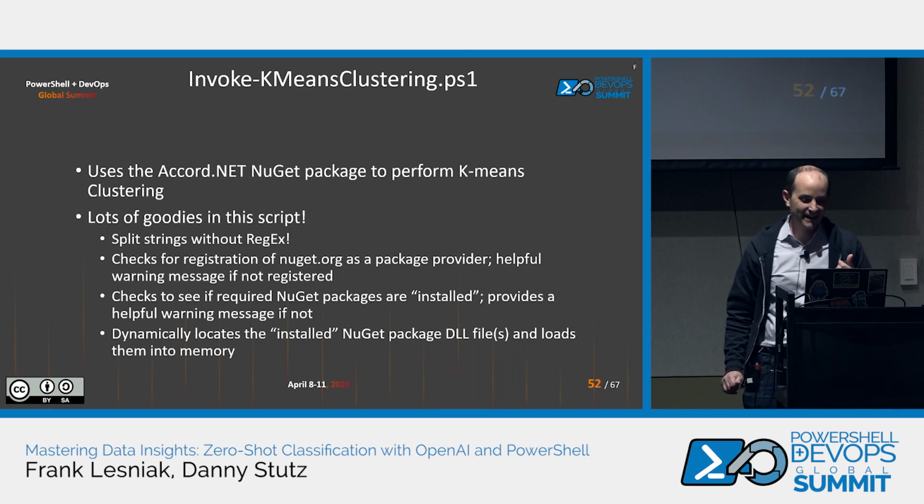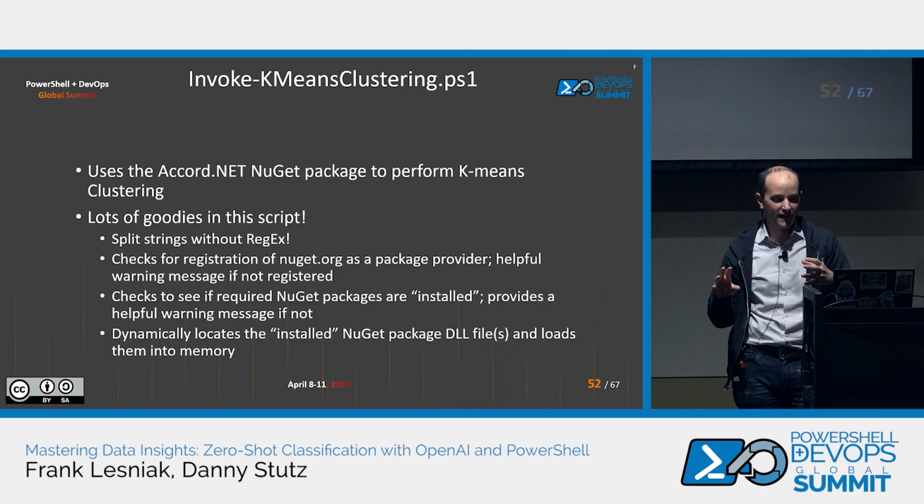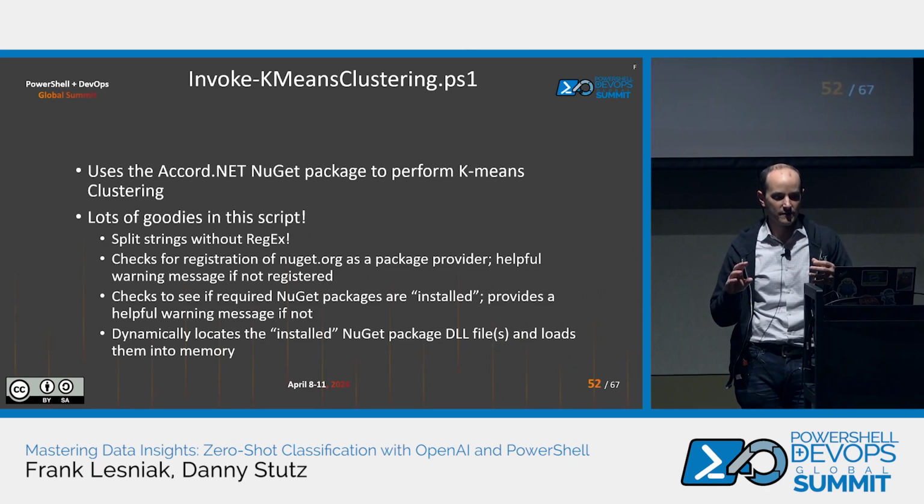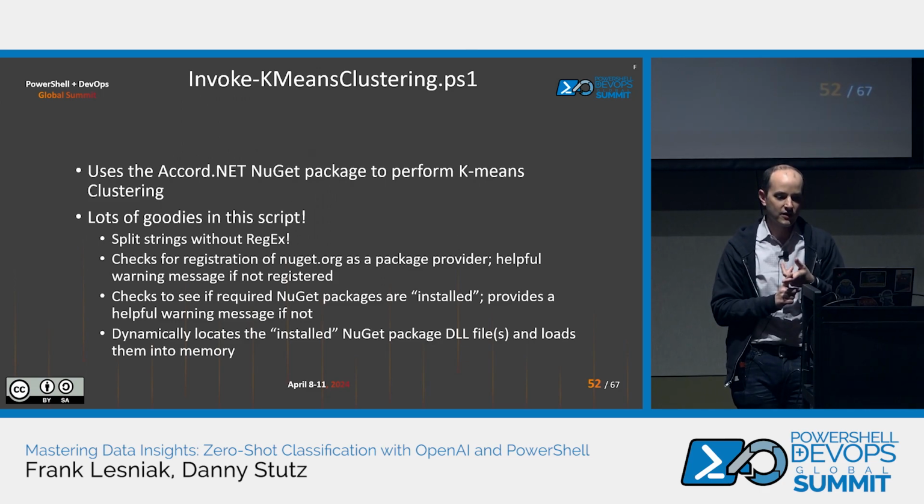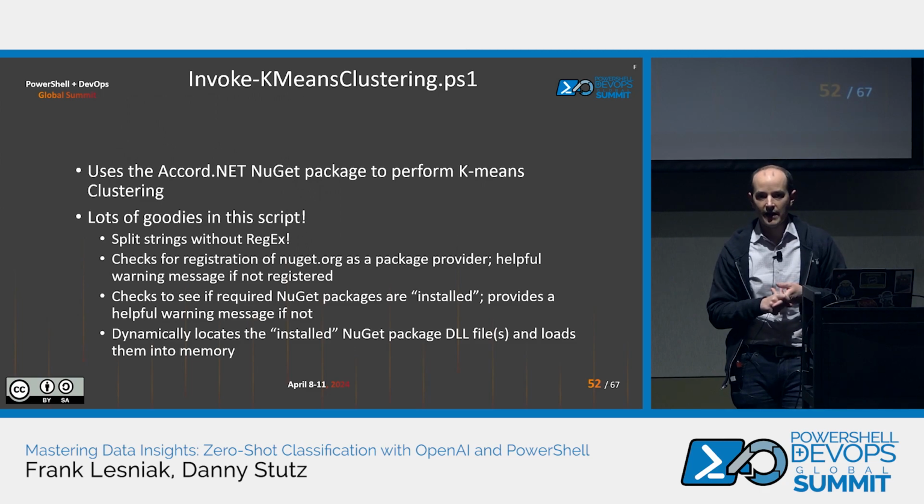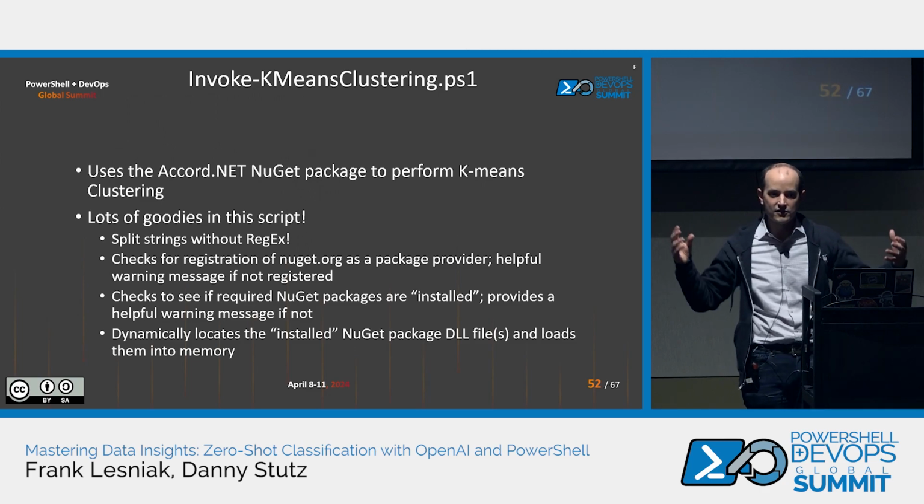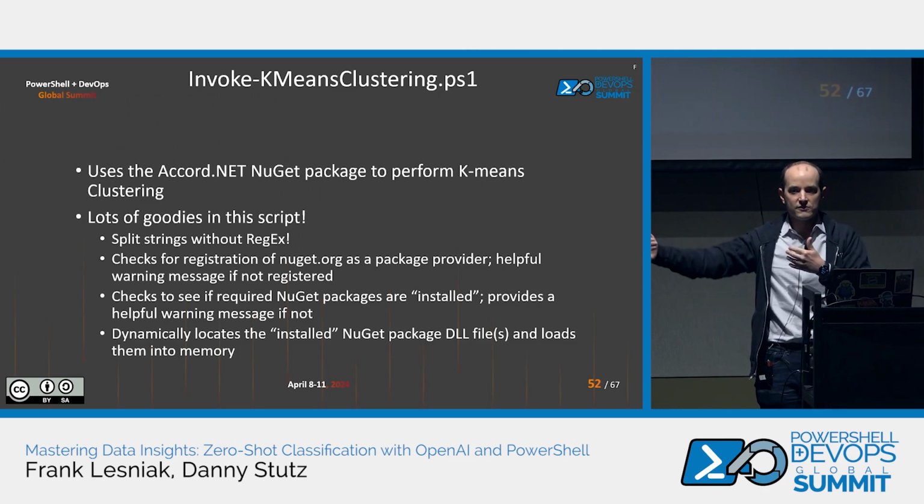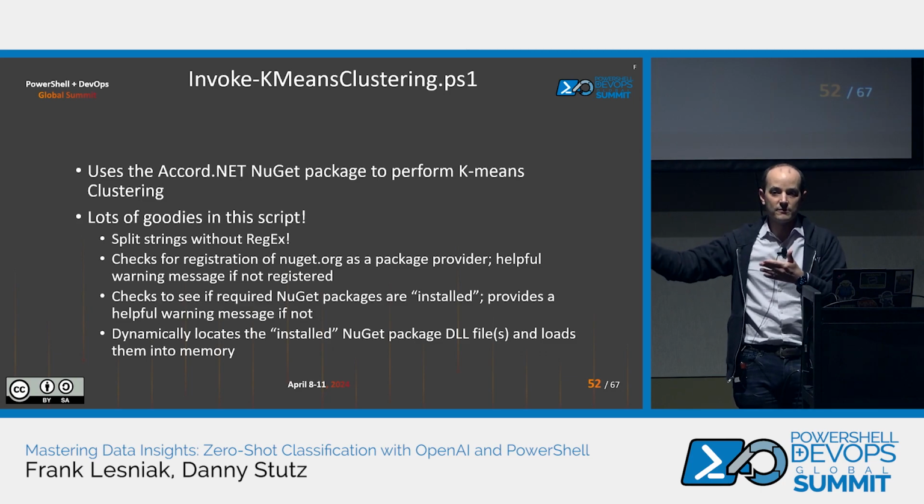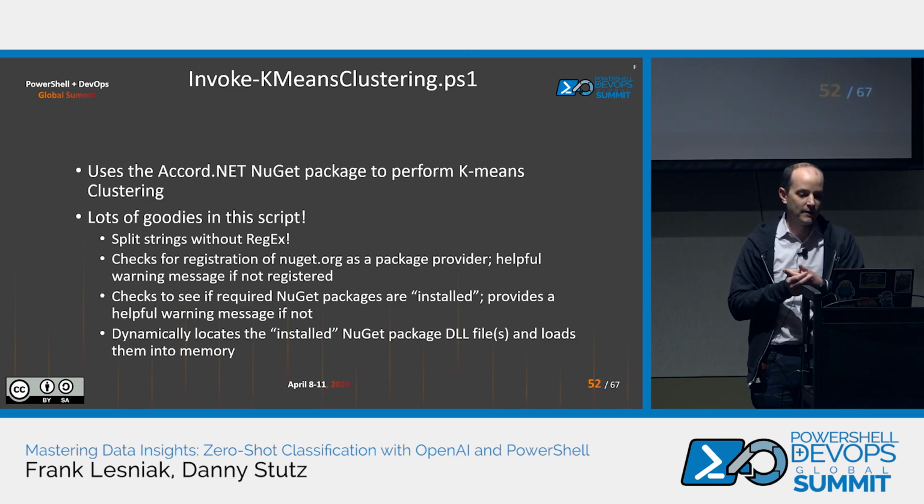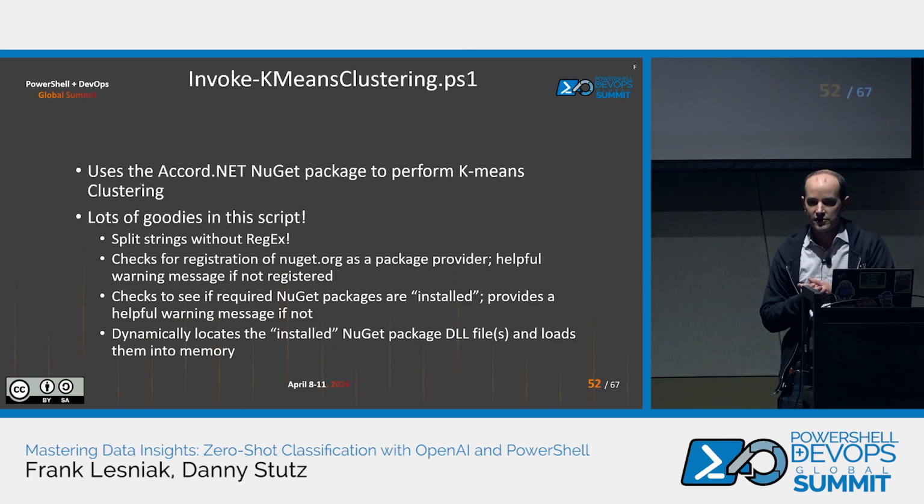And then this is, I think, the coolest part here: we've got some functions that make pulling down NuGet packages a lot easier. So first of all, we check to make sure NuGet.org is registered as a package provider. This is like the PowerShell Gallery, to draw an analogy, right? PowerShell Gallery is registered by default in PowerShell, but NuGet.org is not registered by default.